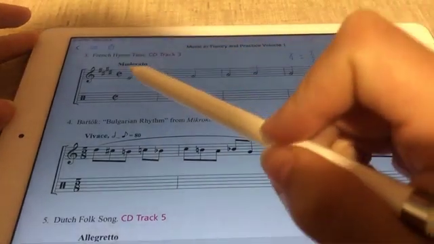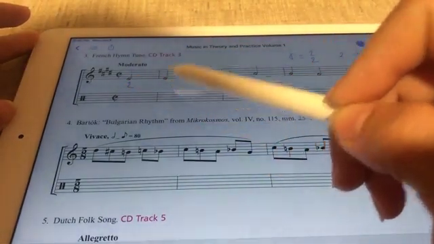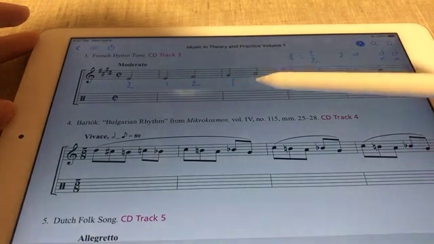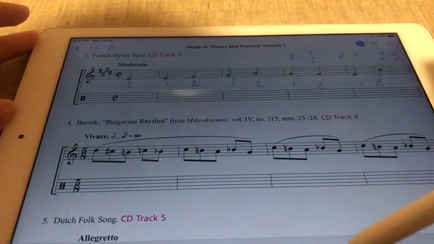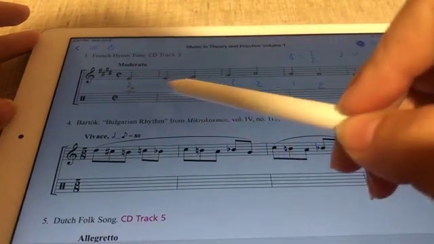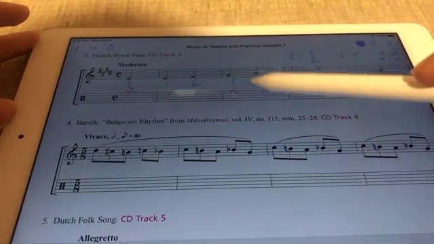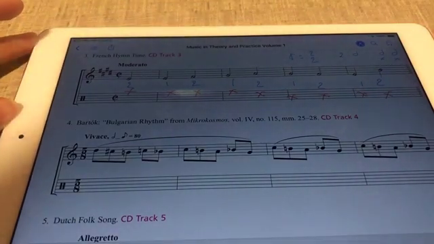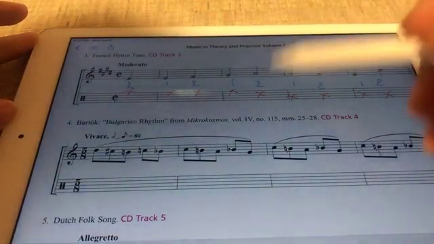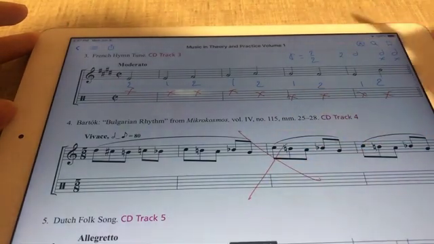So again, you see here an incomplete measure, 2, 1, 2, 1, 2, 1, 2, 1, 2. Each of these takes 1 pulse. 1, 2. 5/8, you are not responsible for it.